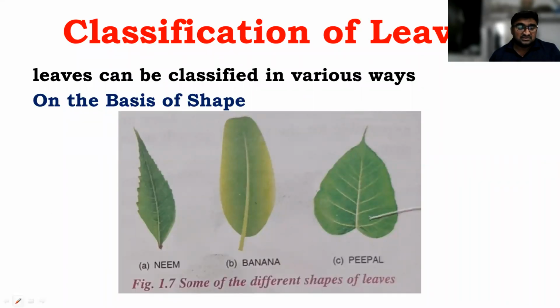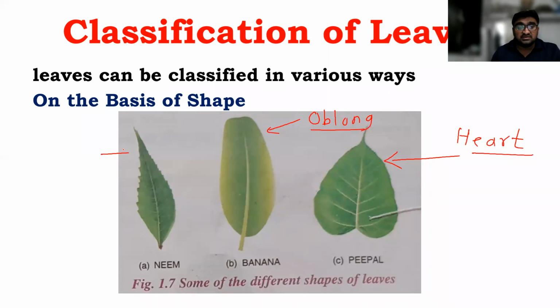Now there are different examples in front of you. You can see the leaf of a peepal. It is heart shaped. Then the leaf of banana, that is an oblong shape. Then the leaf of a neem. It is an elongated oblong shape. So this one is a heart shaped leaf. This one is an oblong shaped leaf, and the leaf of the neem is an elongated oblong shape.